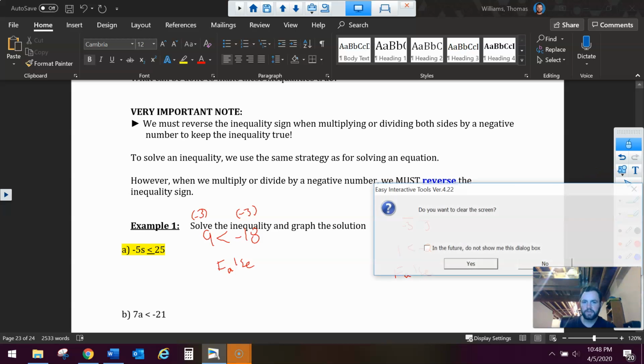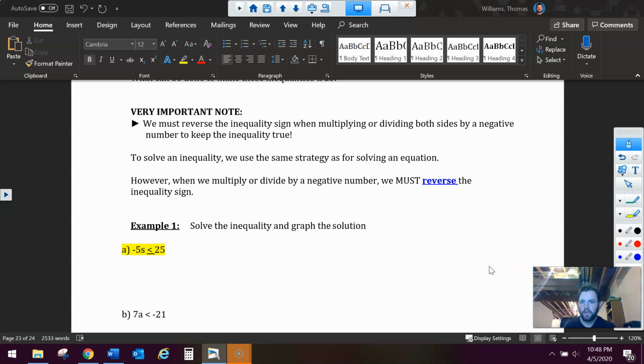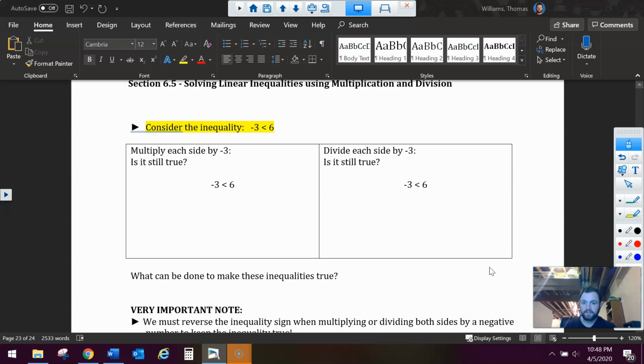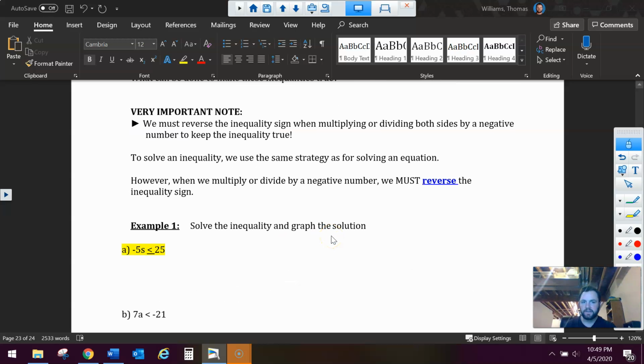So a very important note to notice here. When we multiply or divide both sides by a negative number, we have to reverse the inequality sign. Okay? If we're using a positive number, it doesn't really do anything actually. It keeps everything the same. For example, if I were to have taken -3 is less than 6 and multiplied both sides by 2, well, I would have got -6 is less than 12. That's still true.